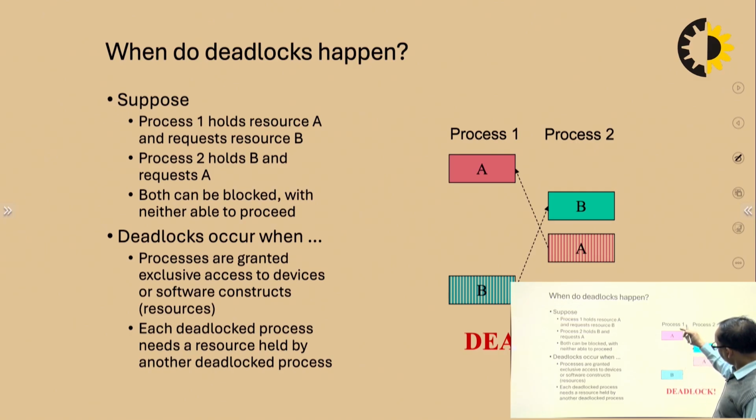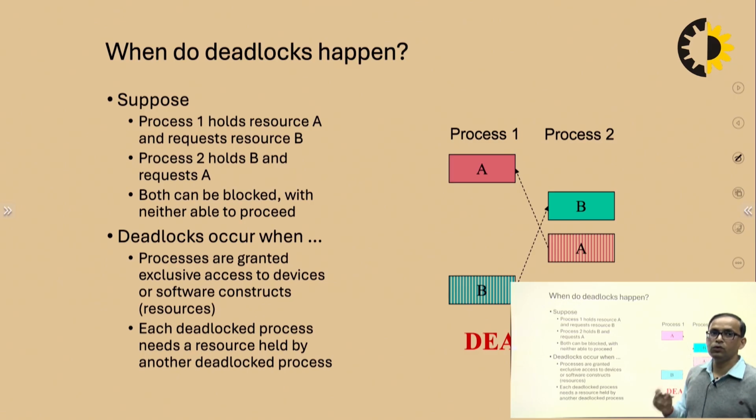So here, resource A is allocated to process P1, and process P1 holds resource A and requests resource B. It means process P1 is holding resource A and waiting for resource B. In the same way, process P2 is holding resource B and waiting for resource A.